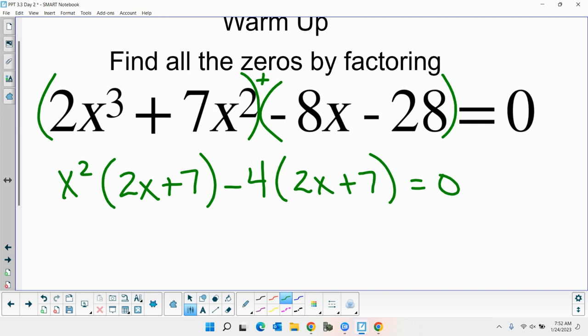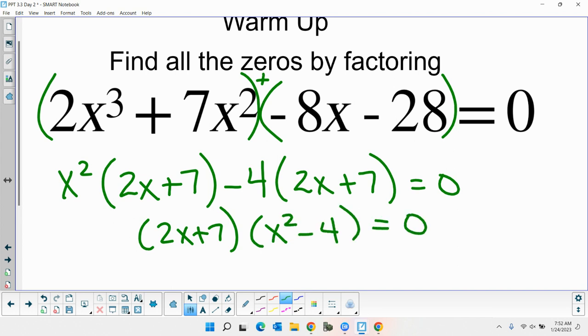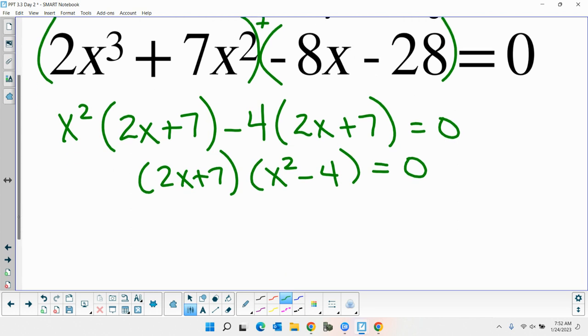Negative 8x divided by negative 4 is positive 2x. Negative 28 divided by negative 4 is positive 7. So these are the same. So that's one of my factors. And then the GCFs I pulled out are my other. Is it factored completely? No. This is a what? Difference of squares, right? You guys are so smart.